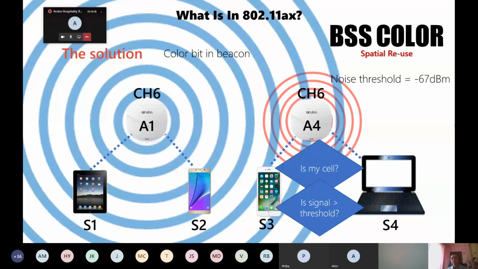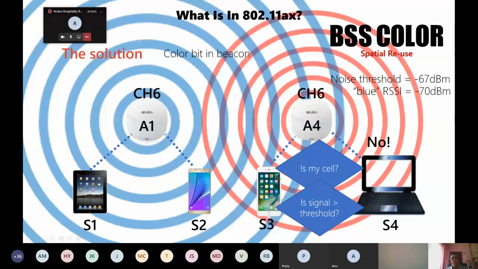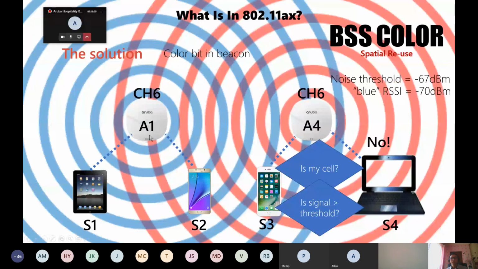So if my noise threshold is NAC 67, and the signal that I'm getting from the blue is below that noise threshold, is weak signal from blue, then I have the ability to transmit to my devices while blue is transmitting. Does this sound confusing? Well, let me show you the logic.